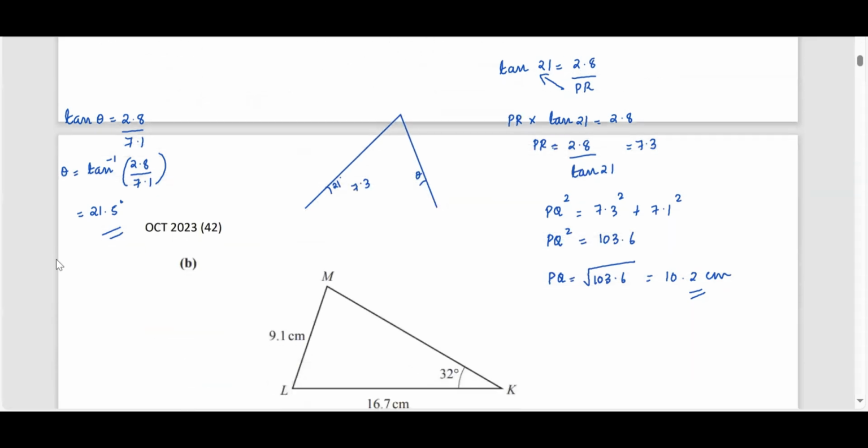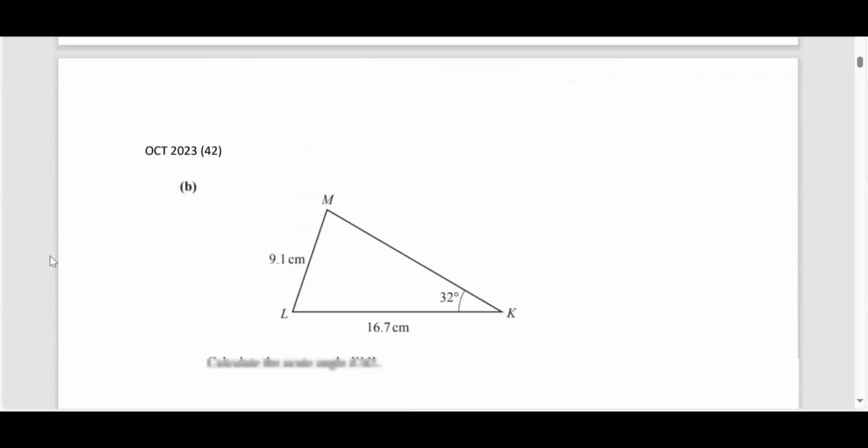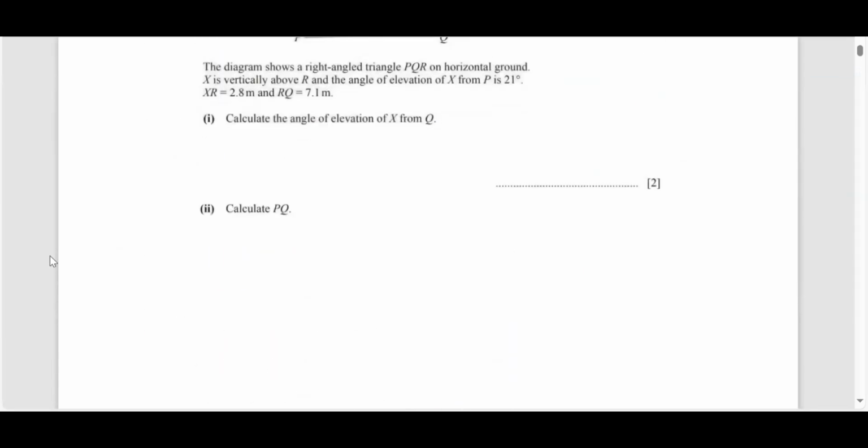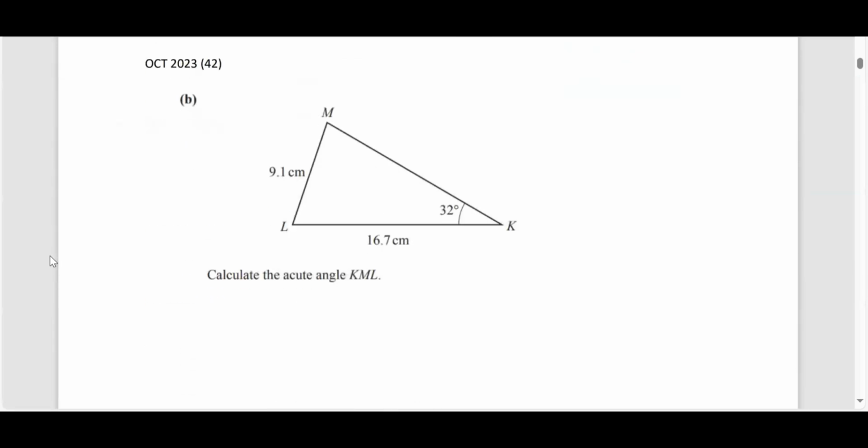Okay, let me erase this first. Now this is the B part. Calculate the acute angle KML. Did we miss anything? No. So to calculate the acute angle KML, this is the angle which they are finding out. KML. Now I think that I'll take this as theta here.